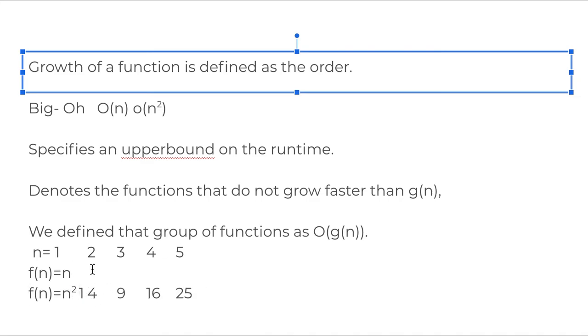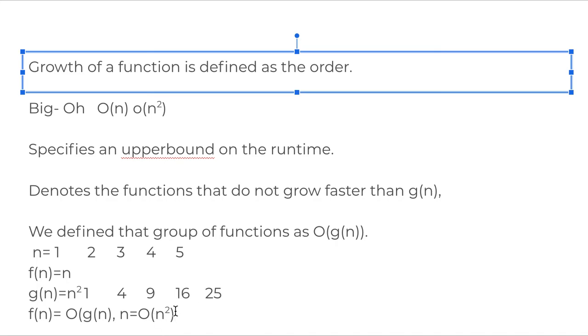and the value of f(n) would be just 1, 2, 3, 4, 5, so it keeps on increasing. But g(n) would be increasing greater than f(n), so we can say that f(n) would not grow faster than g(n) for any value of n. So that's why we can say that f(n) is big O of g(n), that is, n is big O of n squared, right?